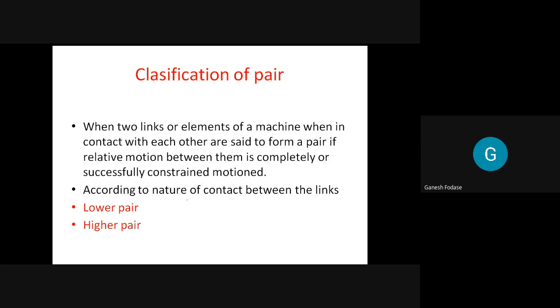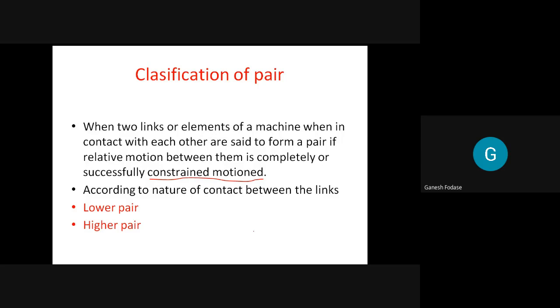Now can anyone tell me what is constrained motion first, before pair? What do you understand by the term constrained motion? Already we discussed its types and all. When do we call motion constrained?